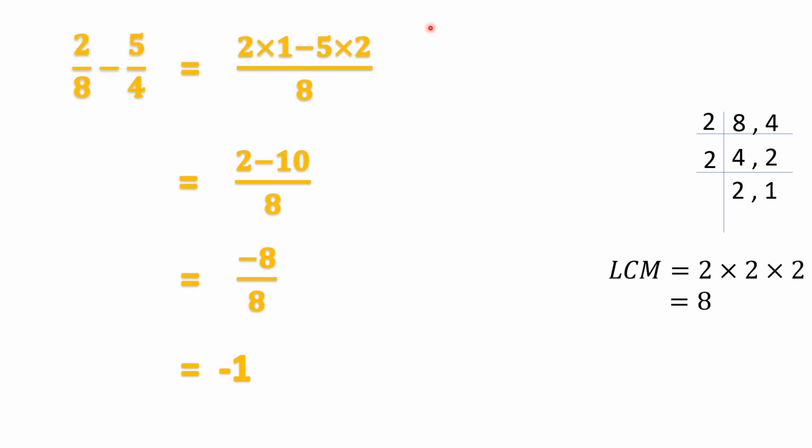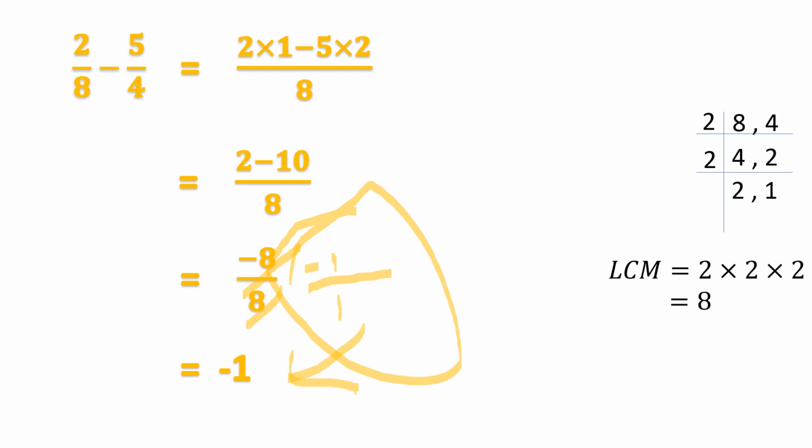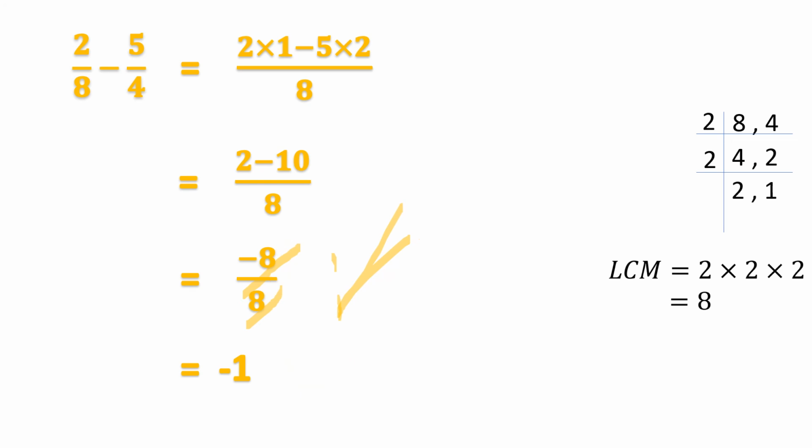So 2 ones are 2, 5 2s are 10, minus sign in the middle. 2 minus 10 is minus 8. So you can see minus 8 by 8. Now minus 8 by 8, you can simplify it. 8 ones are 8. Again 8 ones are 8. So minus 1 by 1. Minus 1 by 1 is how much? Minus 1, right? So that is how you got your answer. So minus and plus, same method, only the sign will be different, okay?